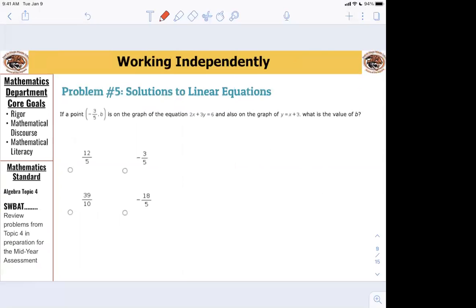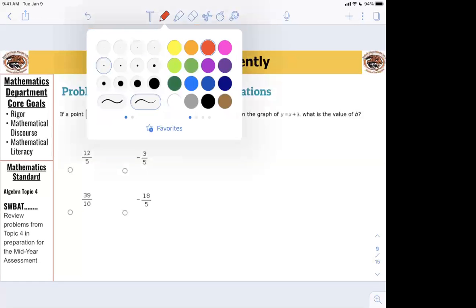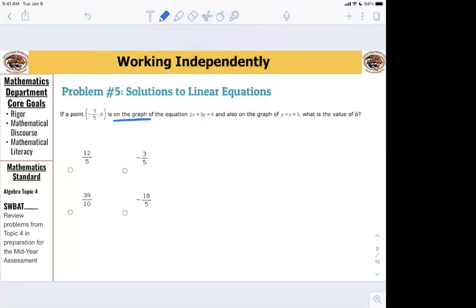So a point, negative 3 comma 5 over comma b is on the graph of the equation 2x plus 3y equals 6. So it's on the graph of this equation, and also on the graph of that equation. Let's call this one A. Let's call this one B. What is the value of B?